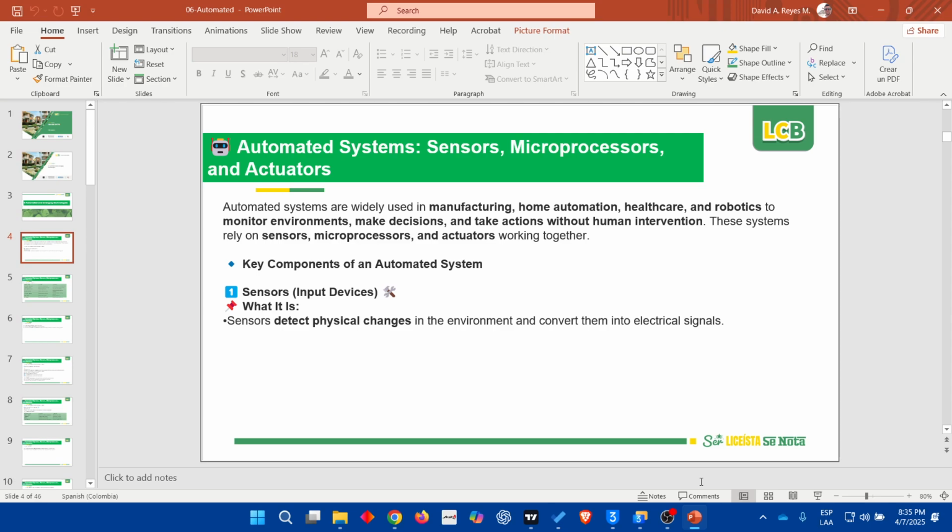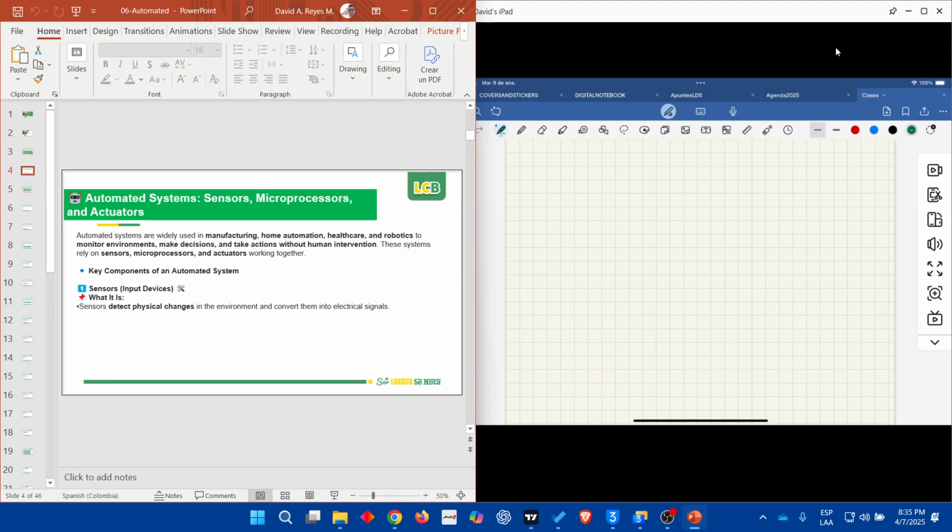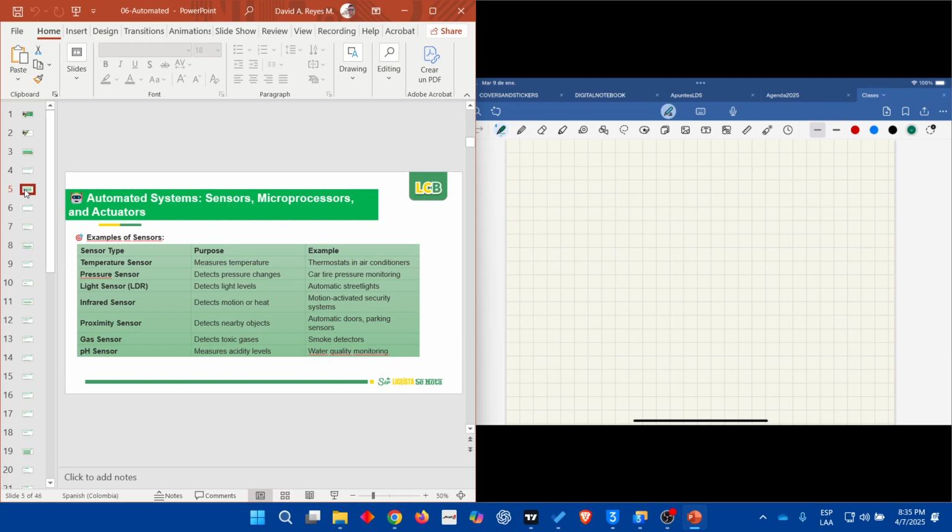That means that the sensor is going to detect physical changes in the environment. That signal is going to be converted to a digital signal or an electrical signal. Okay, next one. Examples of sensors. There you have temperature sensor, pressure sensor, light sensor, infrared sensor, proximity sensor, gas sensor, and you have the purpose there. You are going to have this presentation, so you are going to be able to read it. You have the sensor and the purpose of each sensor.